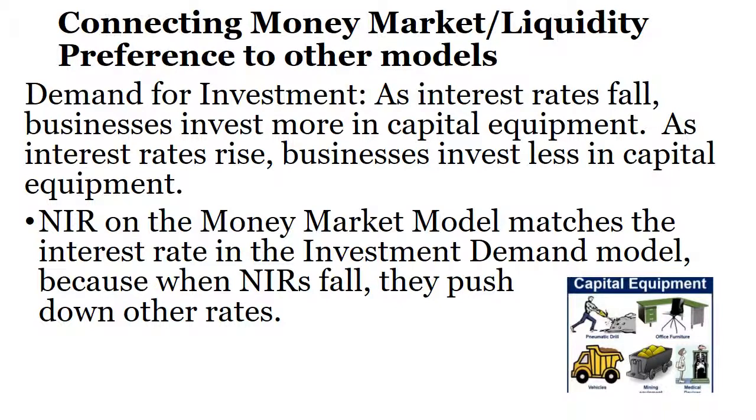So the nominal interest rate on the money market model is going to match the interest rate on the investment demand model because when nominal interest rates fall, they push down other rates. Remember, all interest rates go up and down together. So nominal interest rates are the lowest ones, but if they go up, all the rates above them go up. If they go down, all the rates above them also go down.